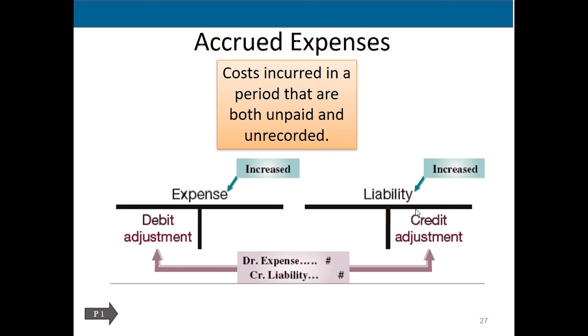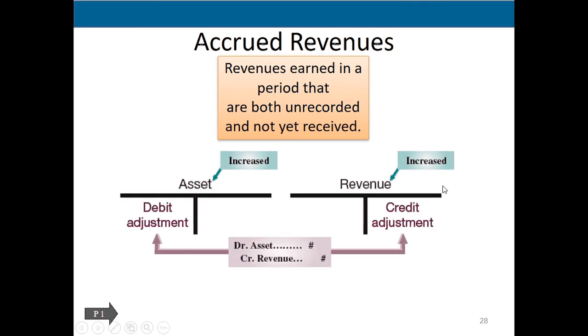Accrued expenses. Same thing, but in a different order, right? Those are costs incurred in a period that are unpaid and unrecorded. So maybe the telephone bill. I haven't booked that telephone bill in yet, but I'm not going to pay it until a later time. I need to go ahead and increase the expense, right? That'd be telephone expense, but I'm not going to pay it till later. I owe somebody something. So the same type of thing there.